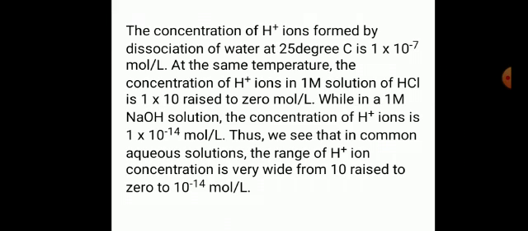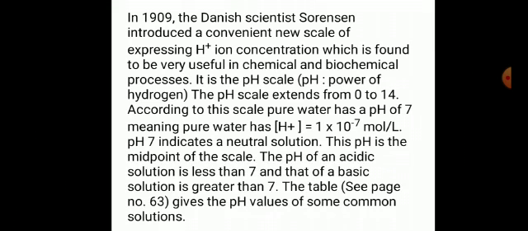Thus we see that in common aqueous solution the range of H plus ion concentration is very wide, from 10 raised to 0 to 10 raised to minus 14 mole per liter. In 1909, the Danish scientist Sorensen introduced a convenient new scale of expressing H plus ion concentration, which is found to be very useful in chemical and biochemical processes. It is the pH scale, pH power of hydrogen.